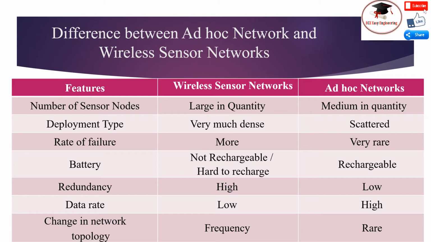Next is the ad hoc network. Number of sensor nodes are medium in quantity. Scattered deployment type. Rate of failure is very rare. Battery is rechargeable. Low redundancy, high data rate, and rare change in network topology. These are the differences between ad hoc network and wireless sensor network.